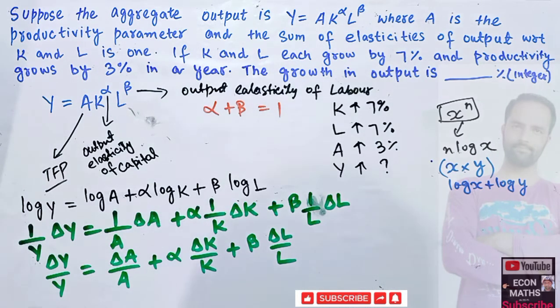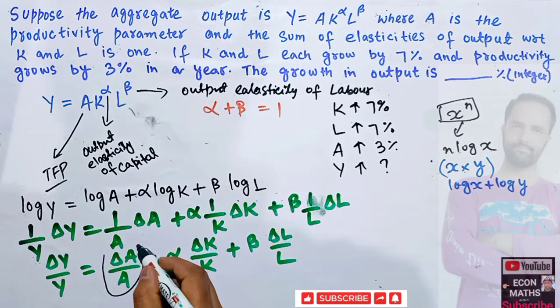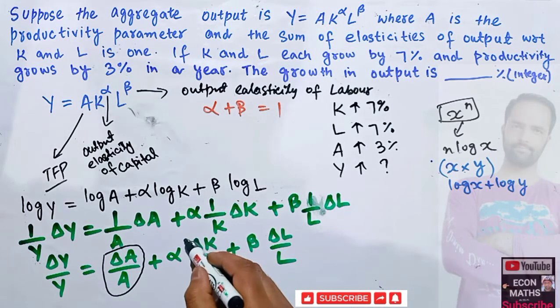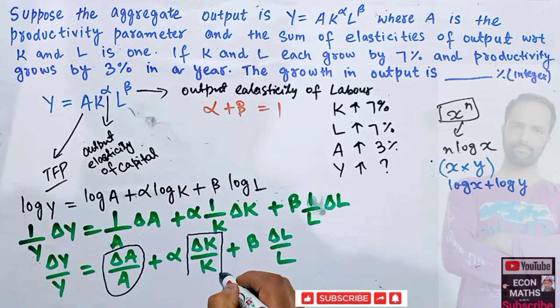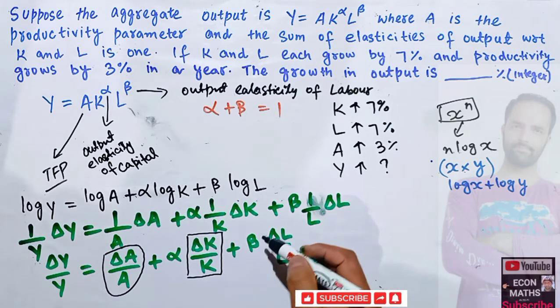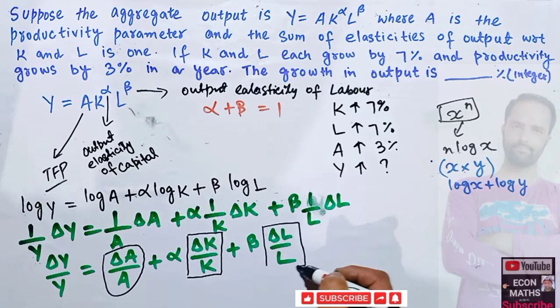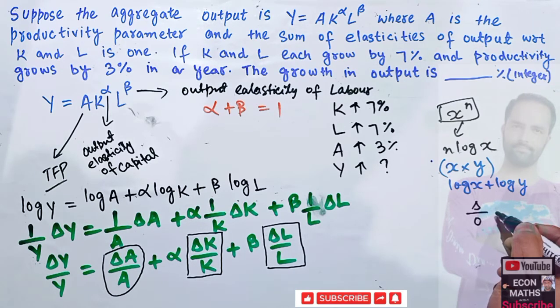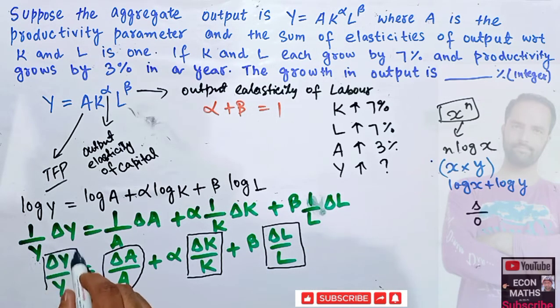Now this del A upon A shows us the percentage change in total factor productivity, this del K upon K shows us the percentage change in capital, and this del L upon L shows us the percentage change in labor. How do we take the percentage? Simply we see what is the change in the variable and divide it by the original variable. Then we get the percentage change. I hope you know this. So this will denote the GDP growth rate.